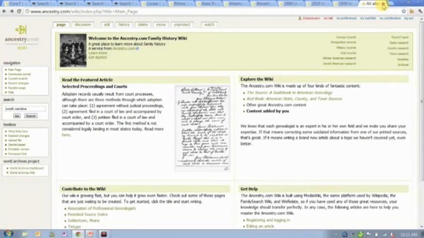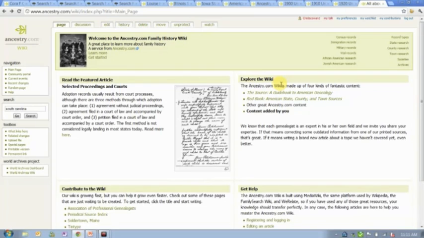Wikis by nature aren't very pretty. They're meant for information. They're meant for searching. And so sometimes you have to read through information to see what it is that you're looking for. You do have the option of just kind of exploring around the wiki. And I would encourage you to do that.